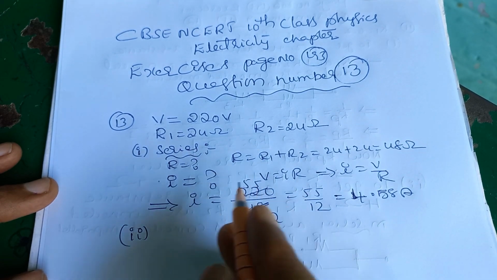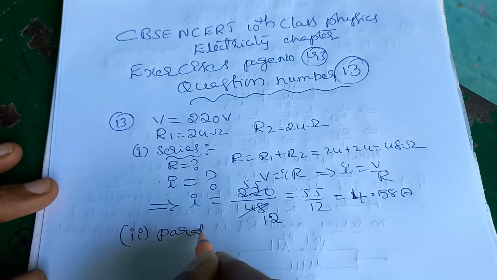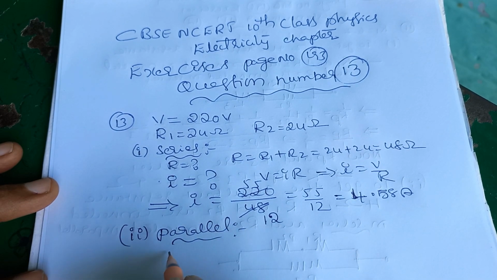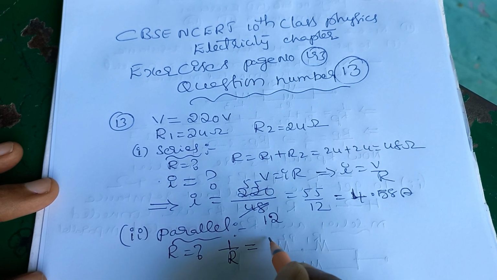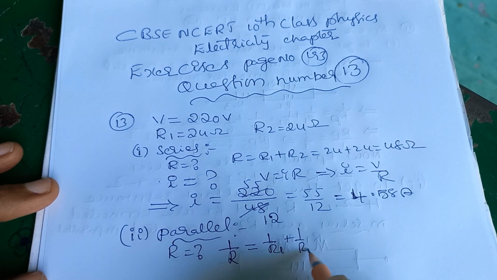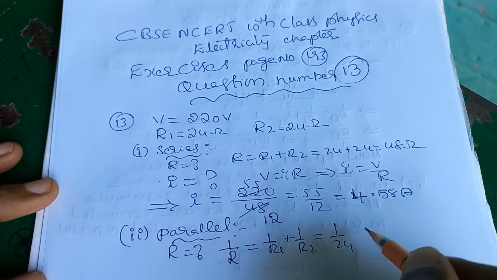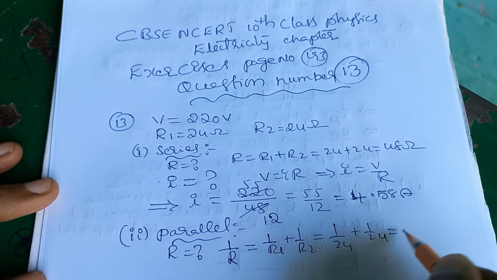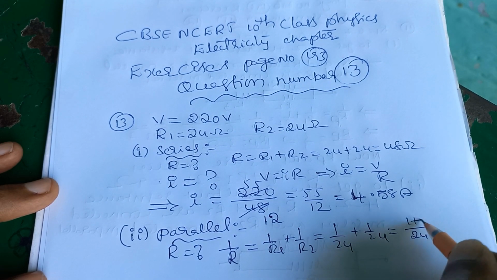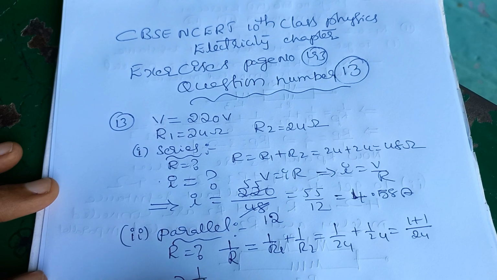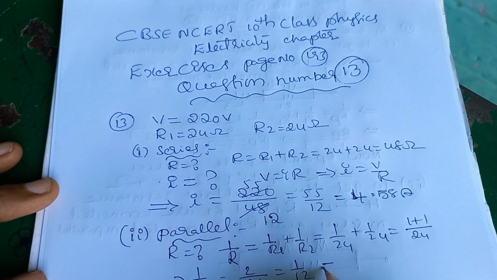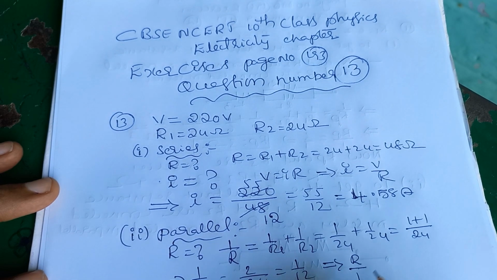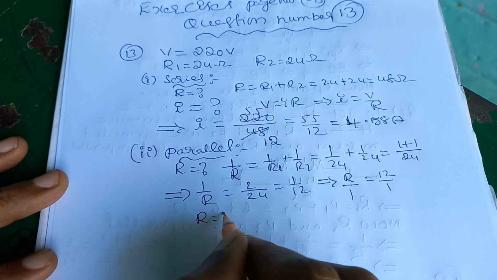When the two resistors are connected in parallel, what is the total resistance here? We have a formula in parallel combination for effective resistance: 1 by R equals 1 by R1 plus 1 by R2, that is 1 by 24 plus 1 by 24, where LCM is 24, so 1 plus 1. So 1 by R is equal to 2 by 24, on cancellation it is 1 by 12. Then on taking the reciprocal, R is 12 by 1. Therefore R is equal to 12 ohms.